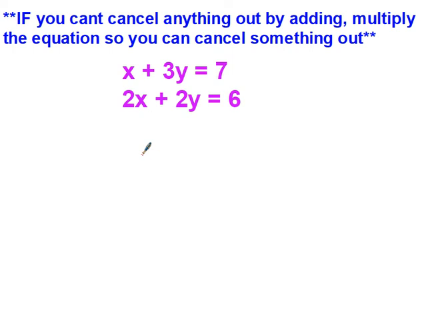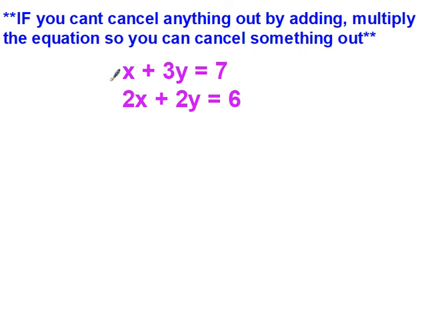So, if you cannot cancel anything out by adding, then what you need to do is multiply one of the equations. It doesn't matter which one. Multiply an equation so that you can cancel something out. So here's what I mean. If I look at these two equations right here, my goal with elimination is to eliminate a variable when I add these two equations together.